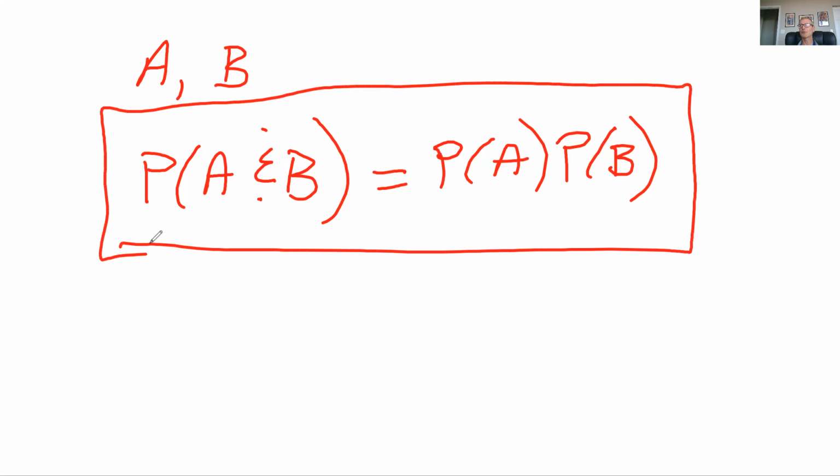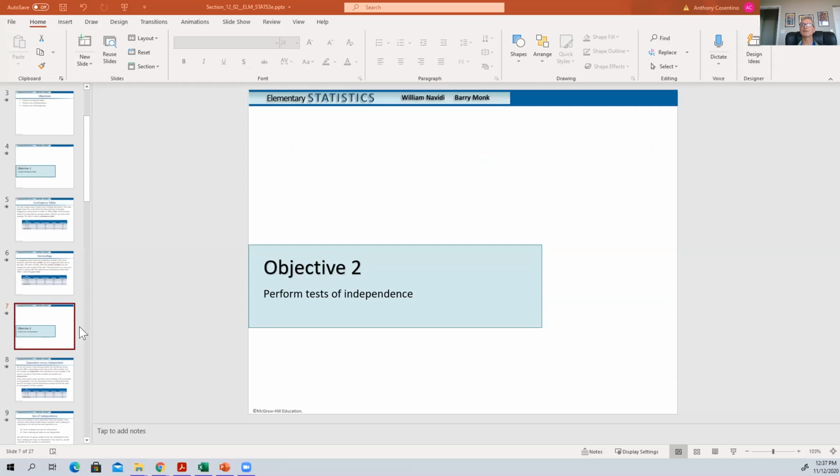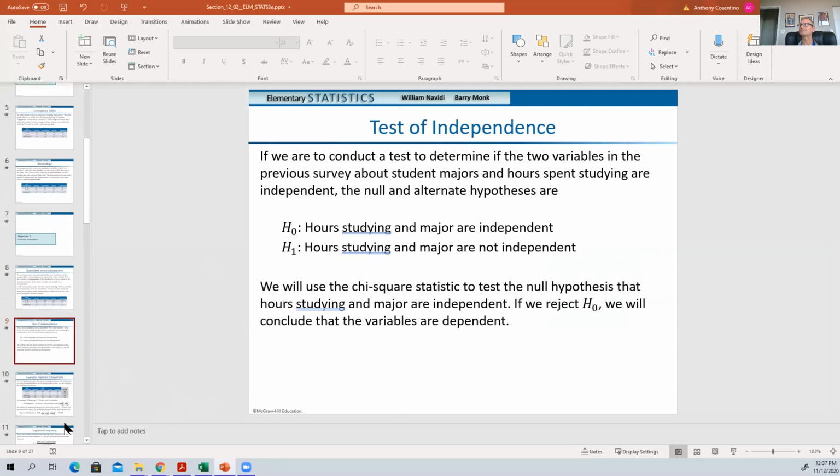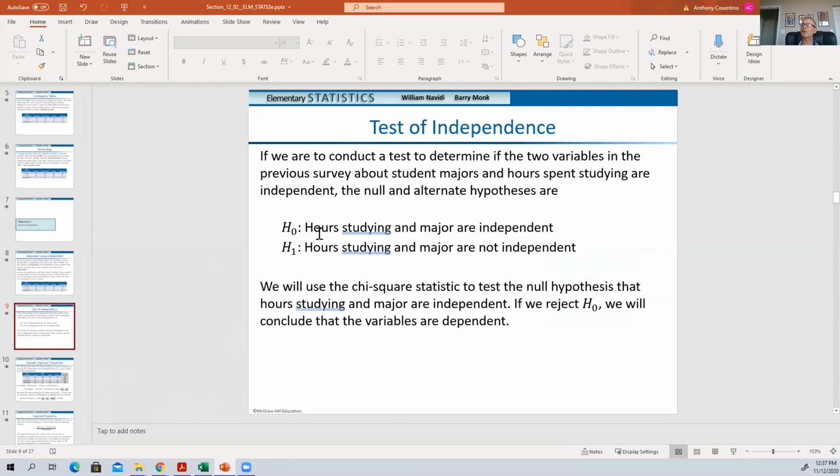The book goes through a really nice, informal derivation of what we're doing here. With regards to this example, we would set the null hypothesis as it being independent and the alternative as not being independent, or you could use the word dependent as well. We're going to walk through this and say that if we reject the null hypothesis, then it's dependent.